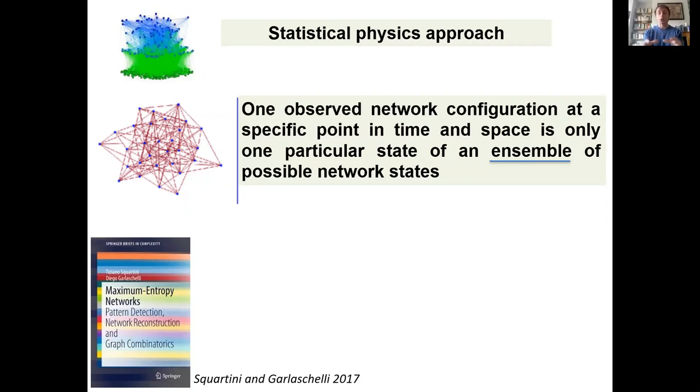So if I have to show you what the soil food web looks like, I would show you one particular configuration that would tell you, okay, this group is eating this other group, and this is the general topology, the general shape of the soil food web network. However, in a statistical physics approach, you look at one particular network that you observe at a particular point in time as only one particular state of an ensemble of possible network states. So that means that you are acknowledging the variation that you have over time and space in the real network.